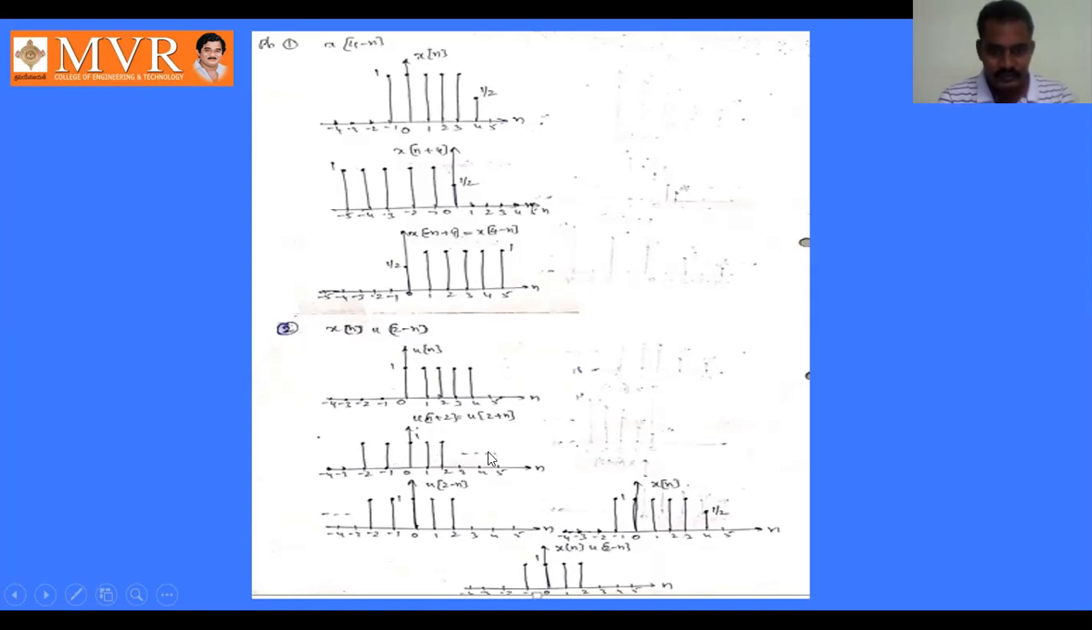Okay, u of 2 minus n, and x of n. X of n is given in the earlier one. This is x of n, and this is u of 2 minus n. So x of n multiplied by u of 2 minus n. By multiplying these two waveforms, we will get the resultant waveform, x of n multiplied by u of 2 minus n.